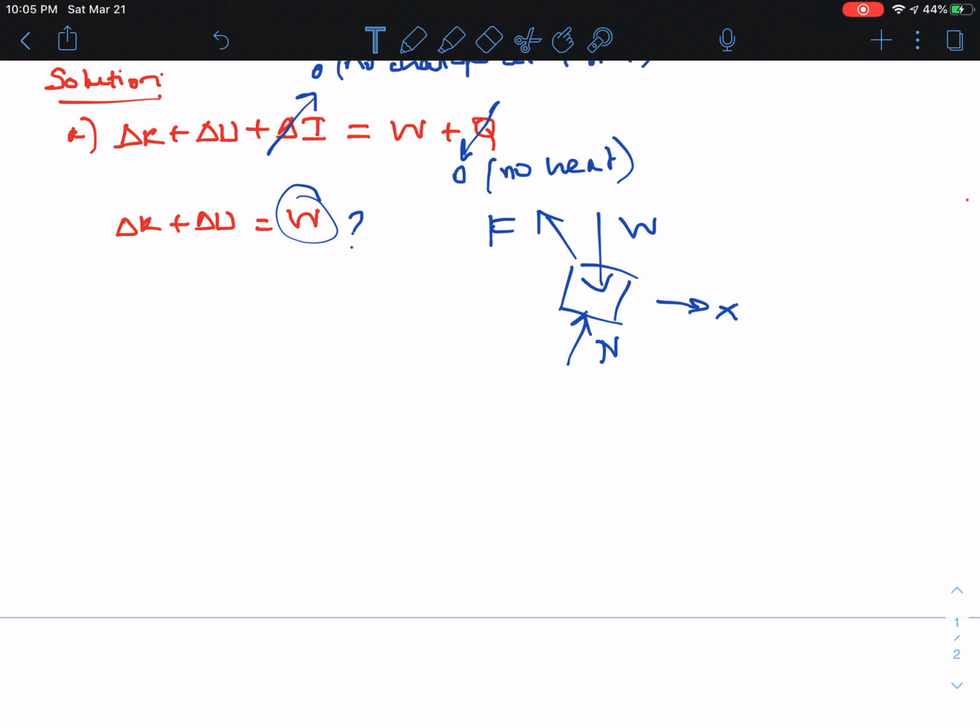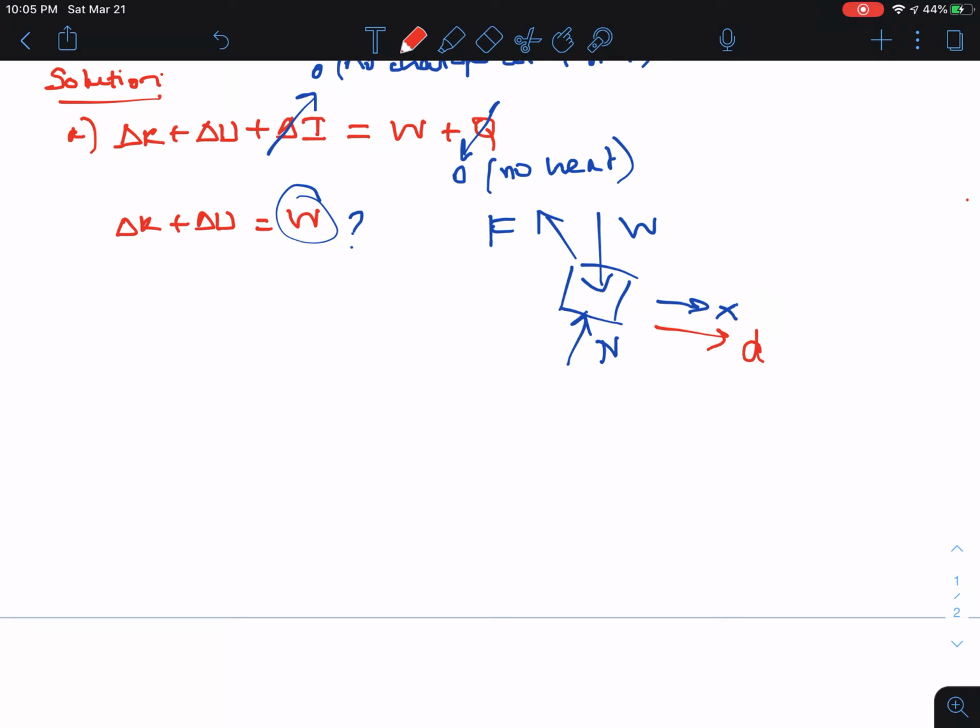Okay, so next we are going to learn about how to deal with the work term. So we have the free body diagram. X really shows the direction of the displacement. So that's what you need. You need to see the displacement direction and relative angles between the forces and the displacement.